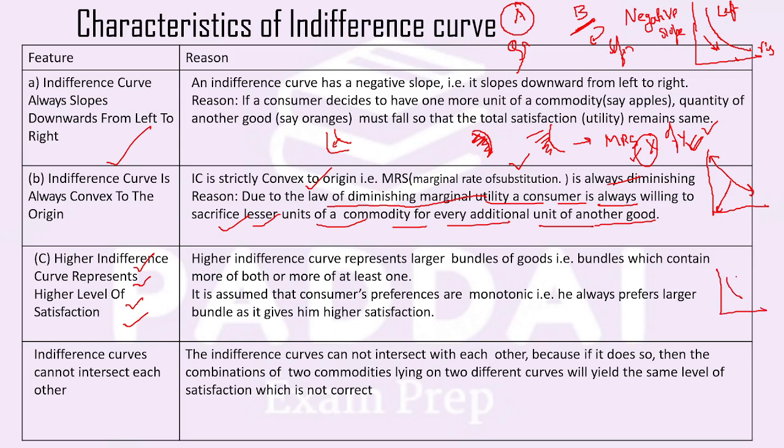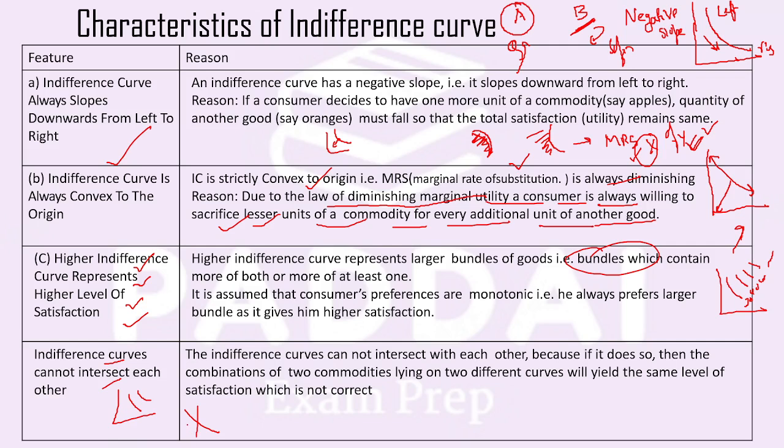What does this mean? As I move upward, this is 30. So if this is 40, this would be 50 or 60. So as you move upward, higher satisfaction. Clear? Because as you are moving upward, you are getting greater bundles of goods. Indifference curves never intersect each other. They will never intersect this way.